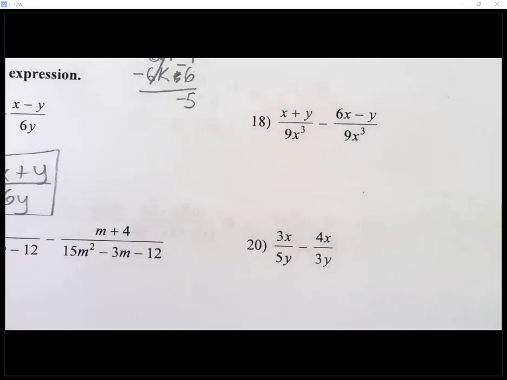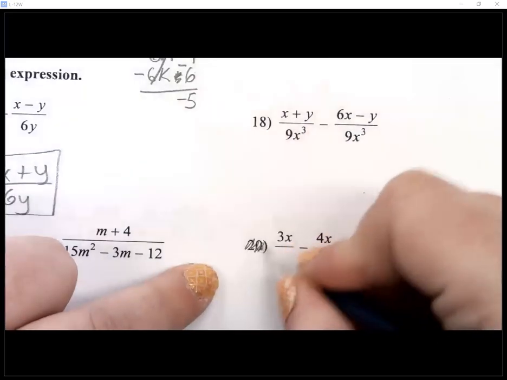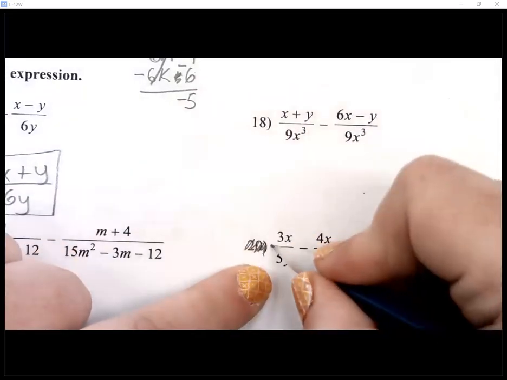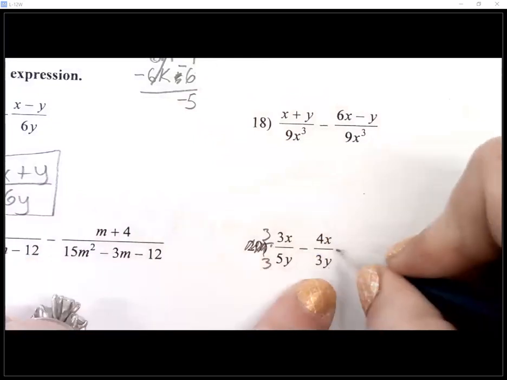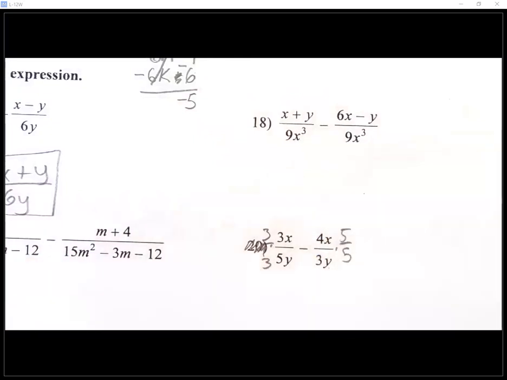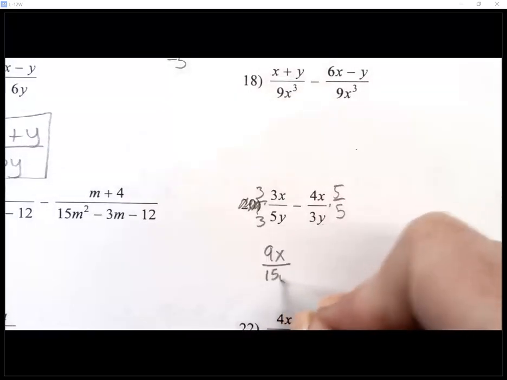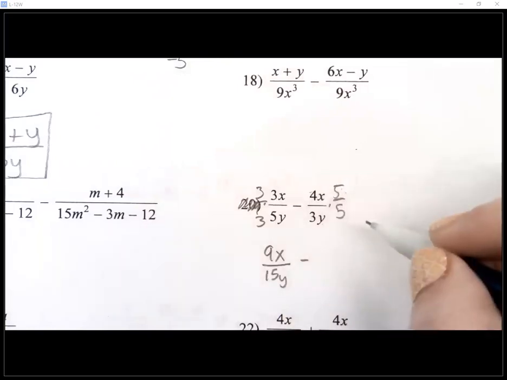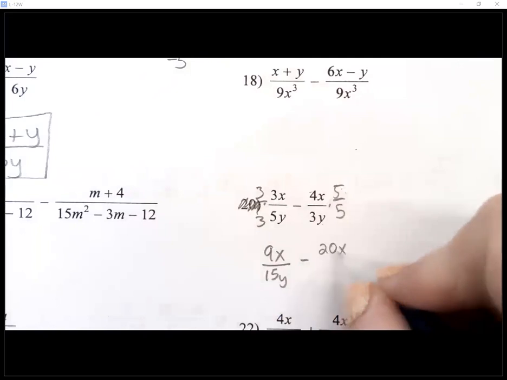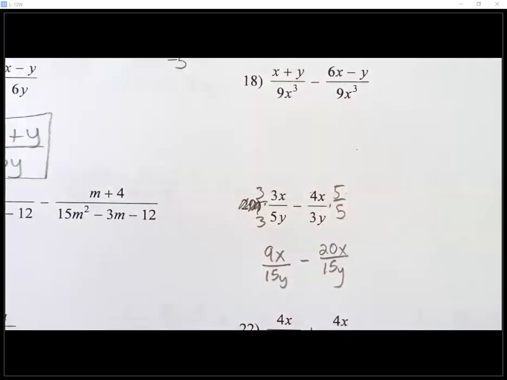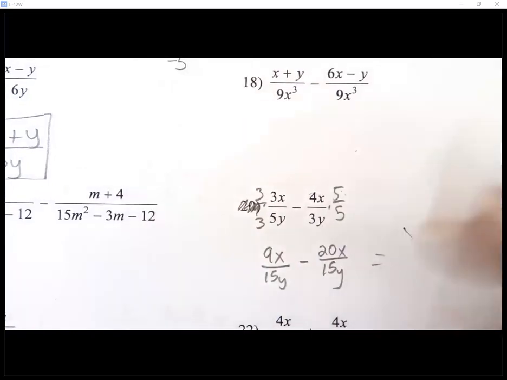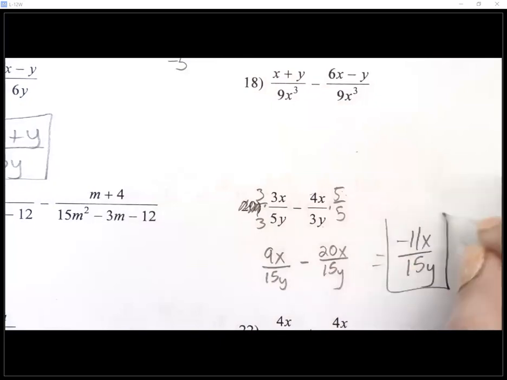So I'll multiply this first one. I like to cross out the problem number so I don't get confused. The first one just needs to be multiplied by 3 over 3, and the second one needs to be multiplied by 5 over 5. So now my fractions really read 9x over 15y minus, isn't that 20x if I multiply that through? Yeah, 20x over 15y. And now it's a problem where the denominators match, so I just subtract the tops. Negative 11x over 15y. Is that a final answer? Yep, nothing cancels, nothing to do, we're done.